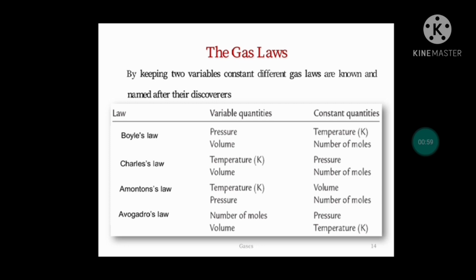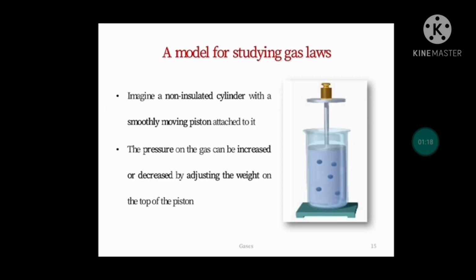Then we have Amontons's law, where temperature and pressure are variable, and the constant quantities are volume and number of moles. And the last one is Avogadro's law, where we keep number of moles and volume as variable quantities, and the constant ones are pressure and temperature. So this is the model for studying gas laws.